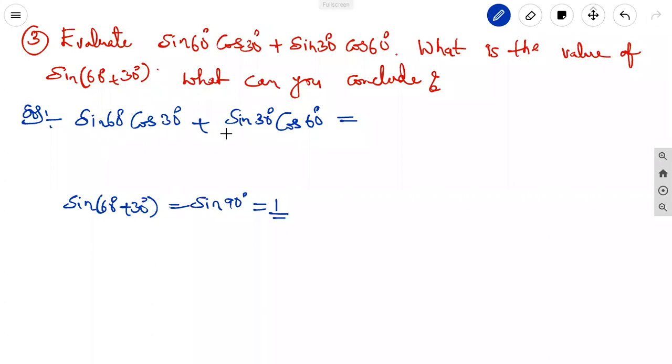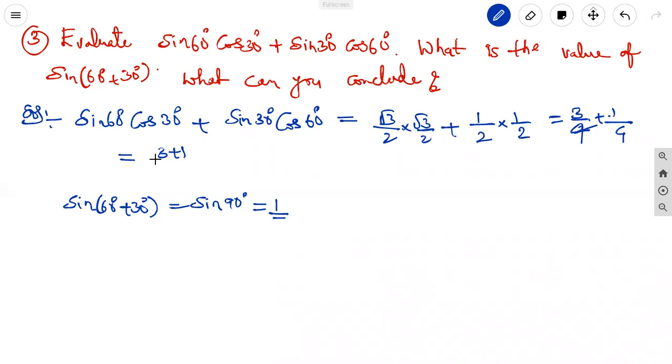So we know that sine 60 value is root 3 by 2. Cos 30 is also root 3 by 2. We know that sine 60 is equal to cos 30, and sine 30 is equal to cos 60. Sine 30 value is 1 by 2, cos 60 is also 1 by 2. So root 3 into root 3, 3 by 2 into 2, that is 3 by 4, plus 1 into 1, 1, 2 into 2, 1 by 4. Taking the LCM, 3 plus 1 by 4 equal to 4 by 4 equal to 1.